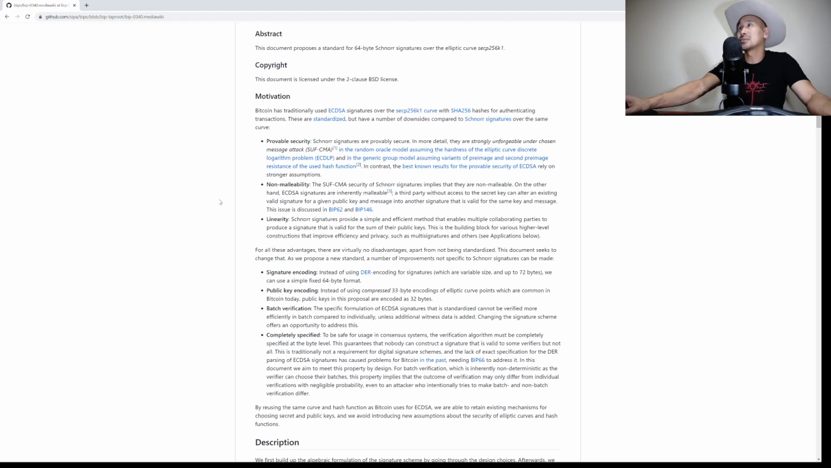This document is licensed under the 2-clause BSD license. This is different than the 3-clause. It's a very simple license.